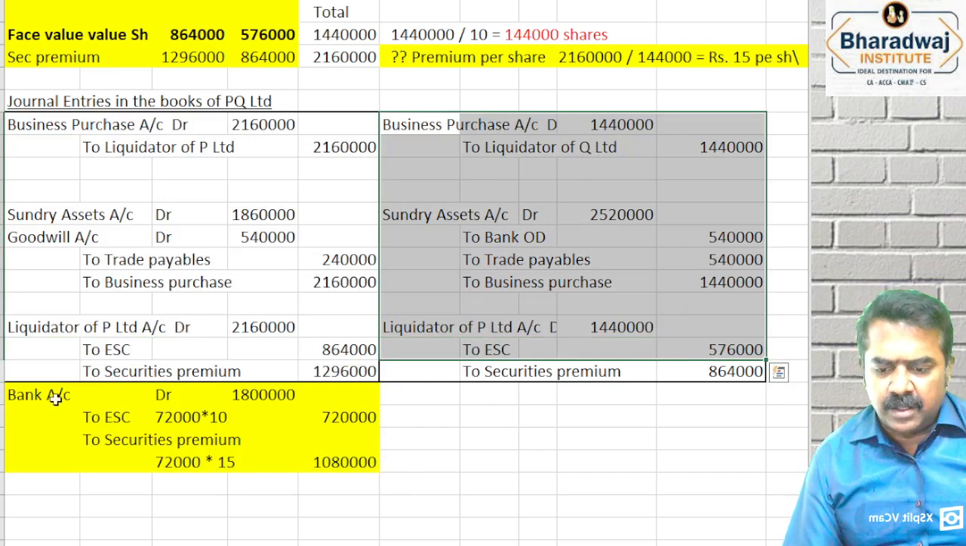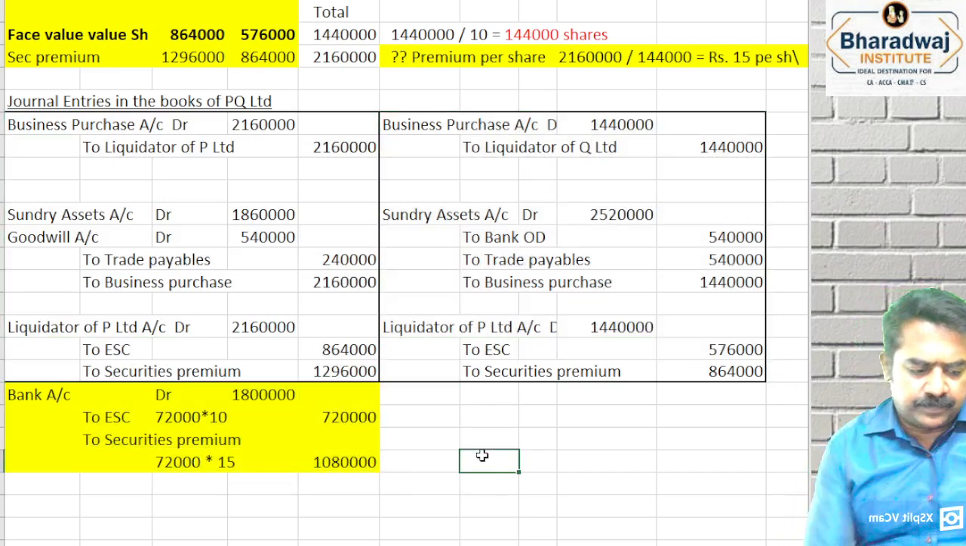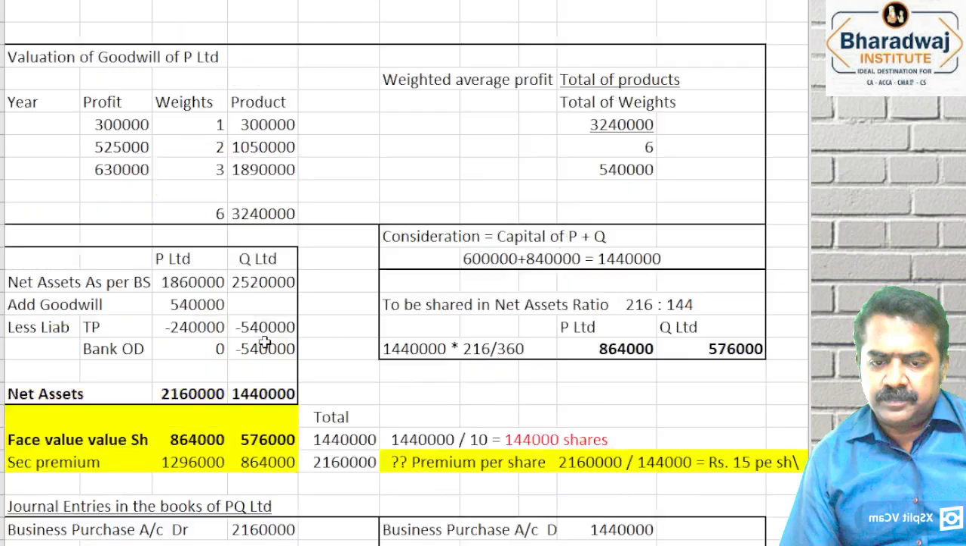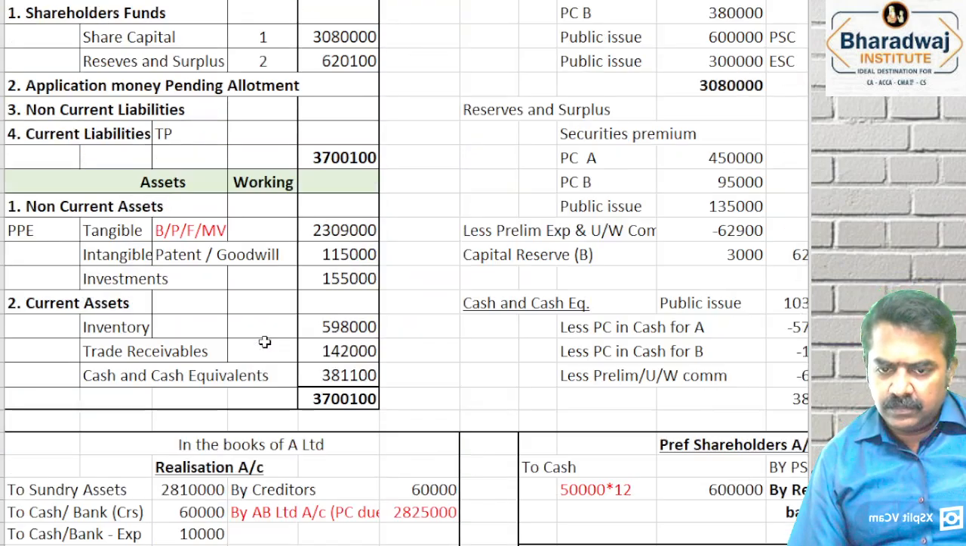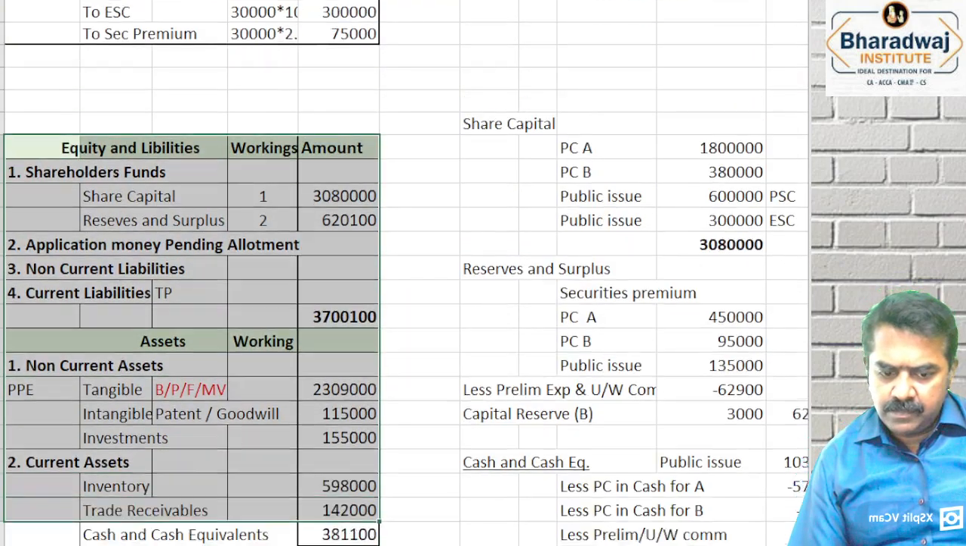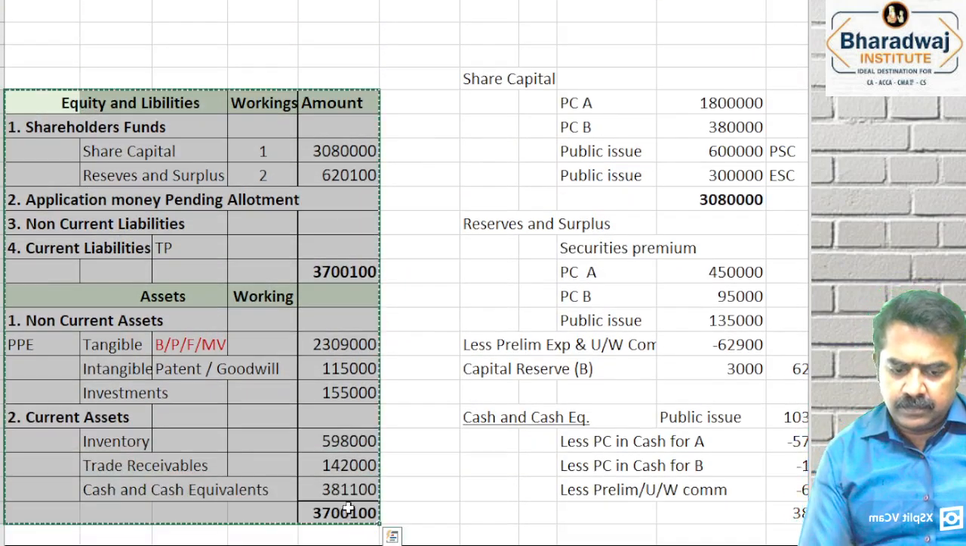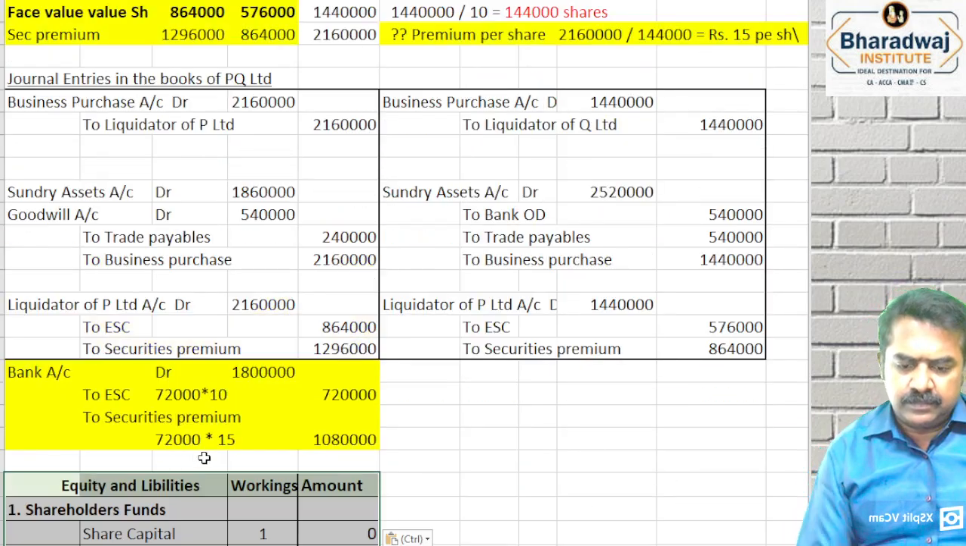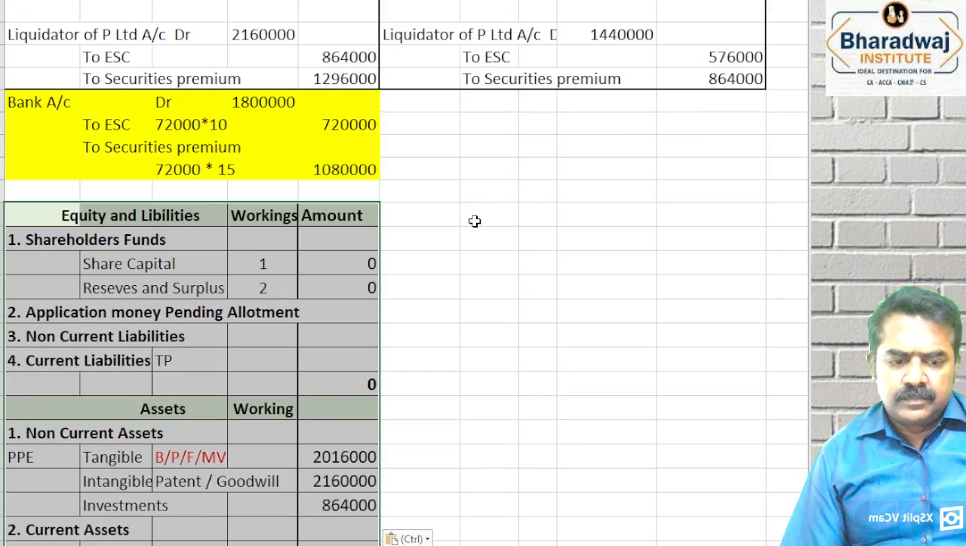Then we made which one? Public issue also. Shall I proceed to balance sheet? Yes. Start the balance sheet. Let us do the working.